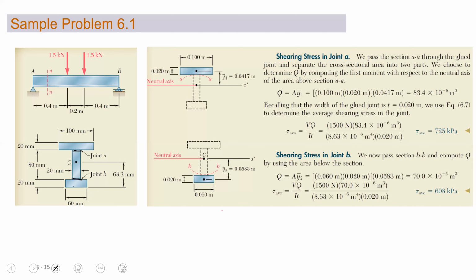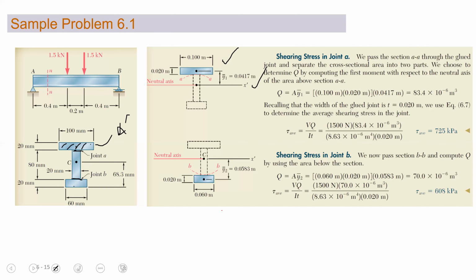So what do we want to calculate? We want to calculate Q. Q is the area multiplied by the centroidal distance. The centroid will always exist in the center of the area. This is the area which we want to calculate, A dash, and this is the center point, which is the centroidal distance y dash. So if I take joint A, y1 will be 0.0417 meter from the neutral axis. This is the neutral axis. We have clearly mentioned that this distance y dash will be from the neutral axis.